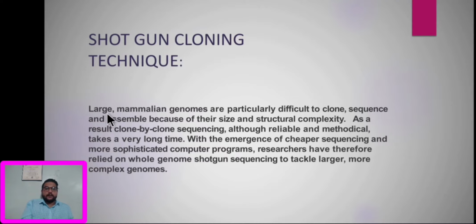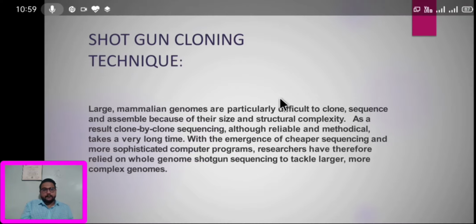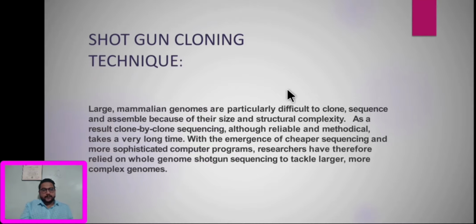Large mammalian genomes are particularly difficult to clone, sequence and assemble because of their size and structural complexity. So, as a result, clone by clone sequencing, although reliable and methodical, takes a very long time. It takes a long time, but it is a very reliable technique.